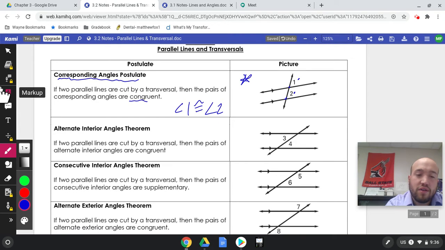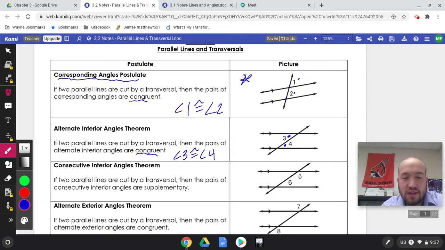Now, another type of angle, the alternate interior angles. Remember, they're on the inside and they're on separate sides. So angle 3 and 4 there, they are also going to be congruent. And if I'm going too fast, feel free to pause it, get caught up.